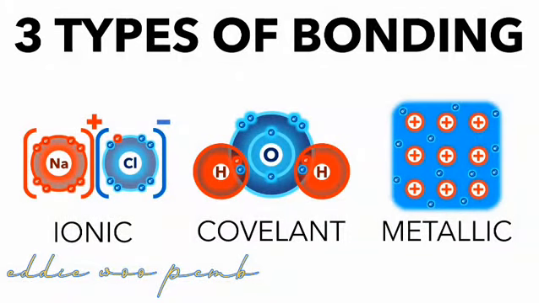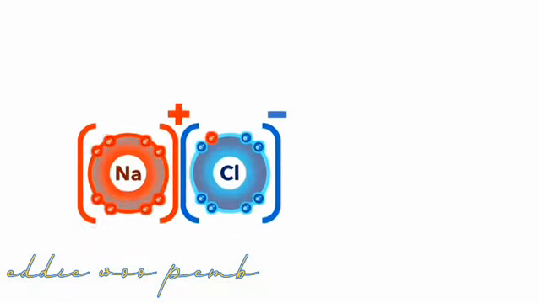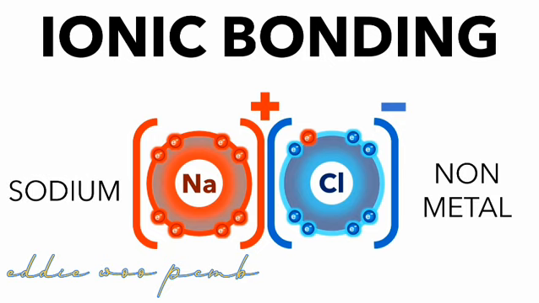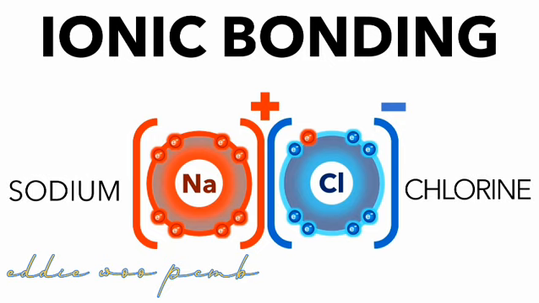This video explains how the three types of chemical bonding work. First, ionic bonding, between metal and non-metal atoms, for example, sodium and chlorine.